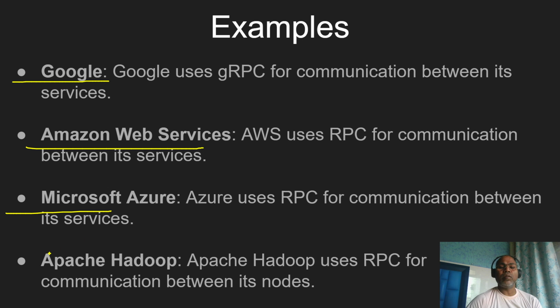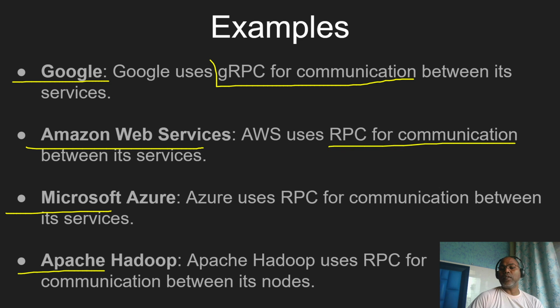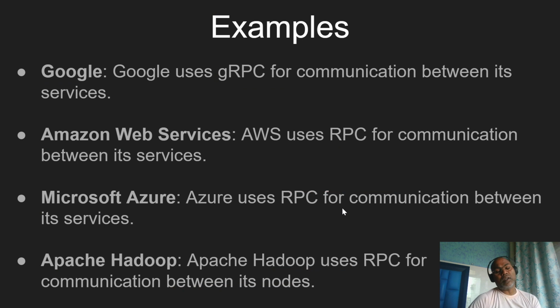Almost every industry uses it. If we talk about Google, Amazon, Microsoft, Oracle, any technology company: Google uses gRPC to communicate between its services. AWS also uses RPC communication between its services. Azure also uses RPC communication between its services. Your Hadoop system also uses RPC communication between the different nodes and clusters. So RPC is heavily used in a variety of ways.